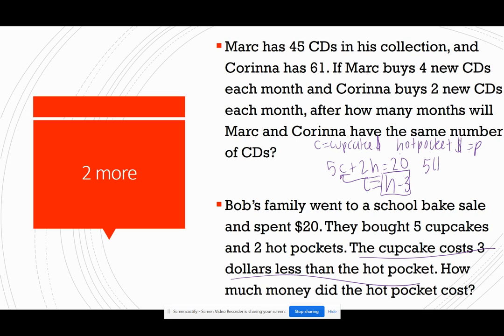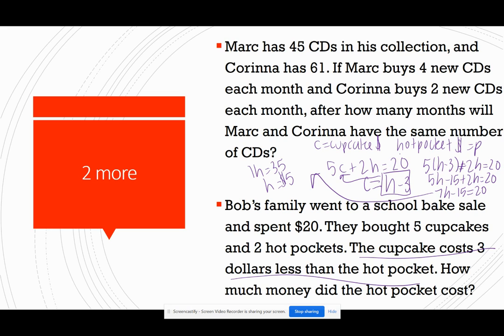And we get 5 times H minus 3 plus 2H equals 20. So 5H minus 15 plus 2H equals 20. So 7H minus 15 equals 20. So 7H equals 35. And my H is $5. So the Hot Pocket's going to cost $5 each.